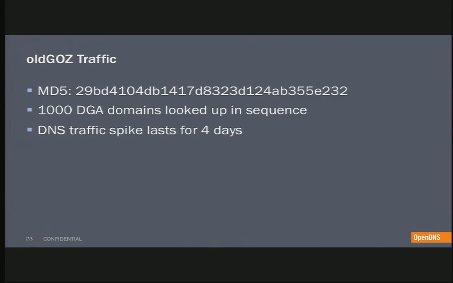Just for reference, the MD5 for the old GOZ is the one you see there. And then the behavior is that you have 1,000 DGA domains looked up by the sample before it stops, and then it will try again for the next few days.